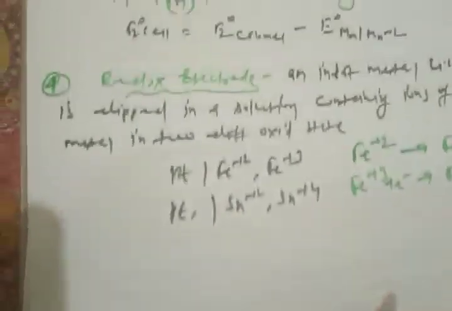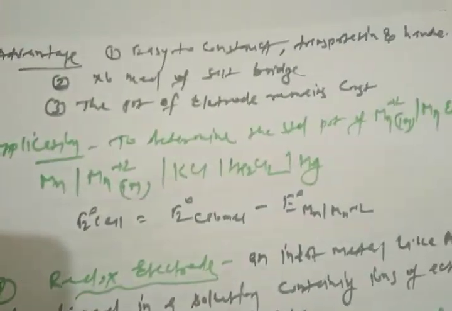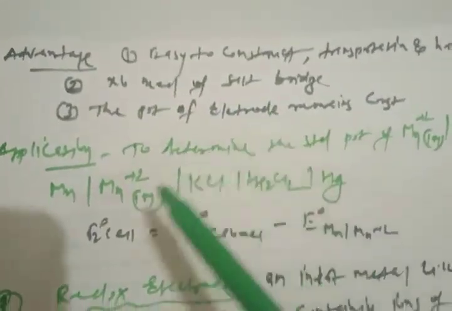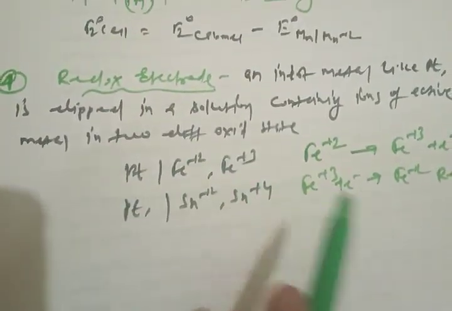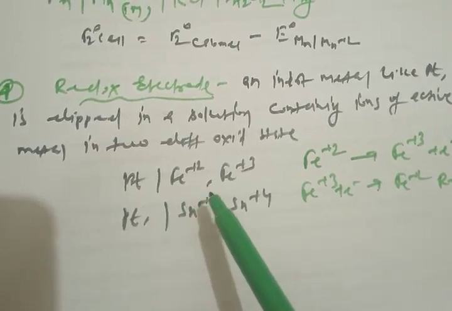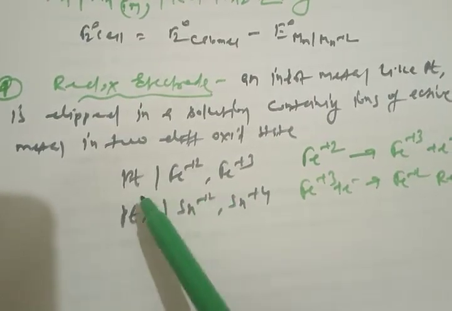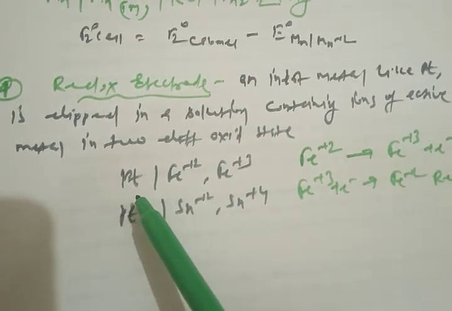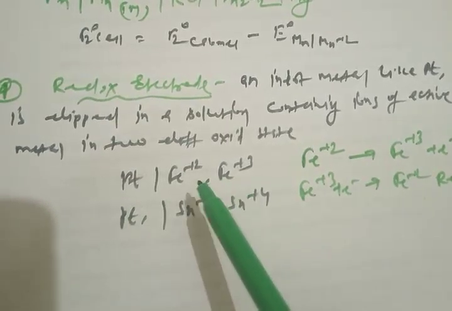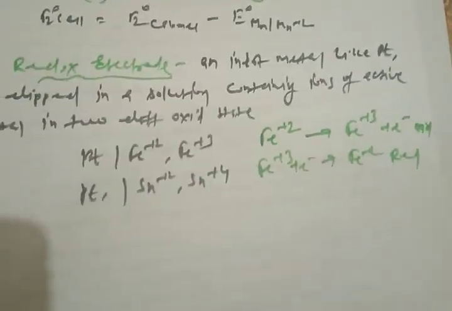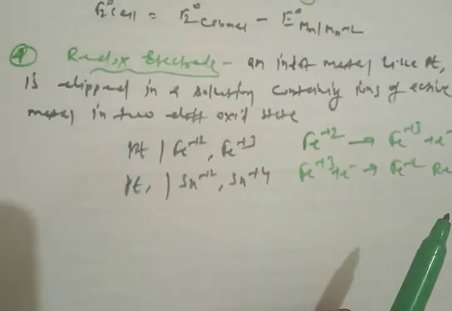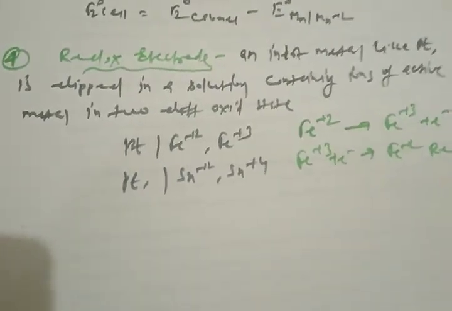Okay, these are the cell reactions we have. Then we discussed some of the advantages of the calomel electrode, along with one application. And finally we have the redox electrode, in which the same metal is taken against an inert metal like platinum, and both oxidation and reduction occur, with the examples of Fe plus 2 and Fe plus 3. So this is all from this lecture. Thank you.